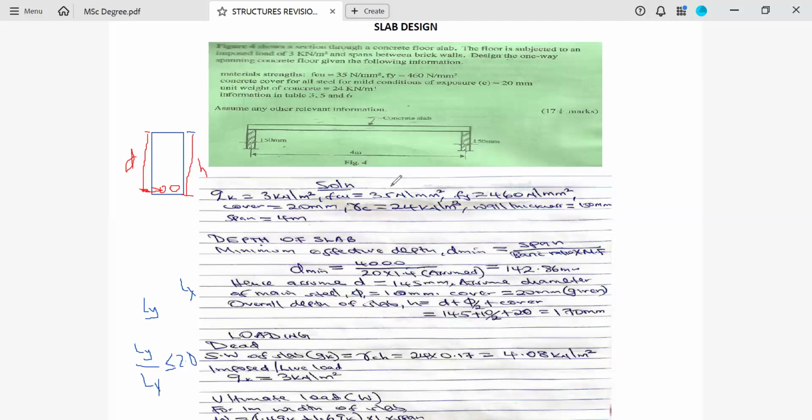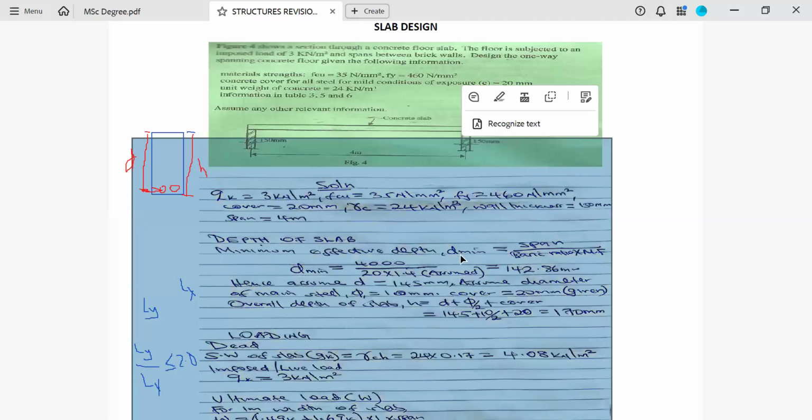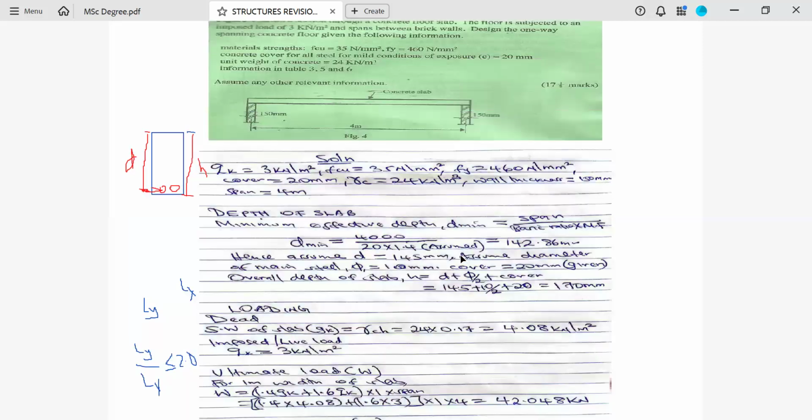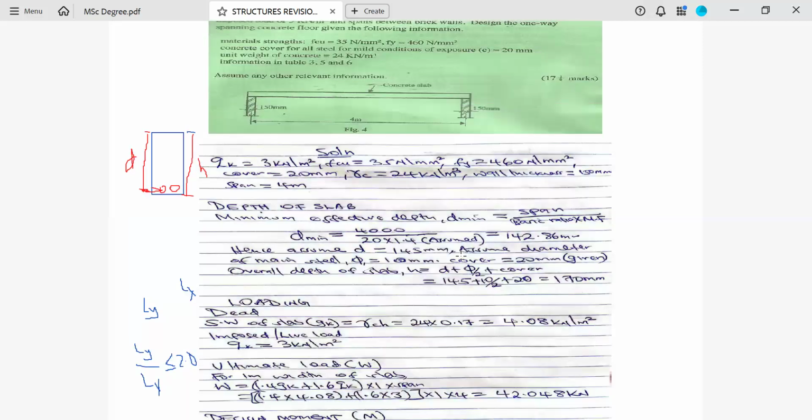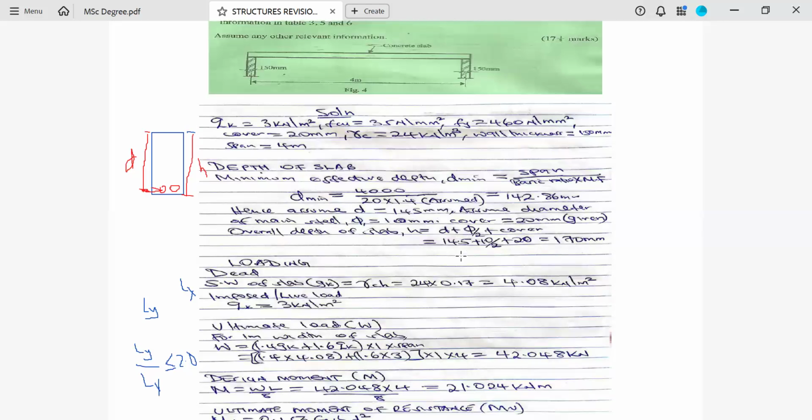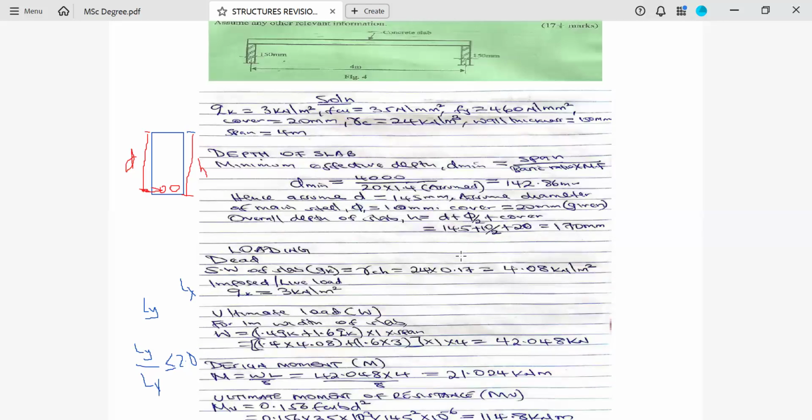Now, in this case, we have assumed that our main steel diameter is 10 millimeter. Now, this is how we shall progress. From there, we can compute our overall depth of slab to be 170 millimeter. Then we can go to loading. Now, dead, we have self-weight of slab.